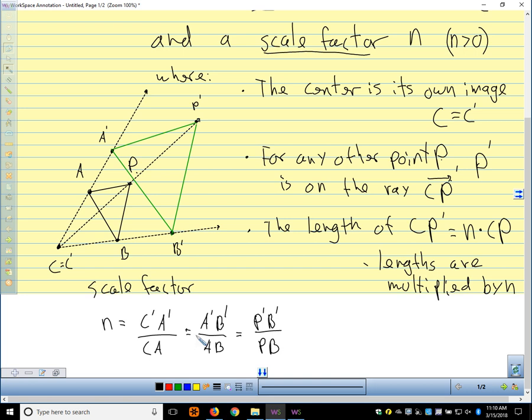So dilations are not rigid transformations. They keep the angles the same, but the lengths are not. So for dilations, angles are the same. Lengths are not. So it is not a rigid transformation. The green triangle is not congruent to the black triangle, but they are similar. The green triangle is similar to the black triangle. And the scale factor here, I tried to make it about 2.